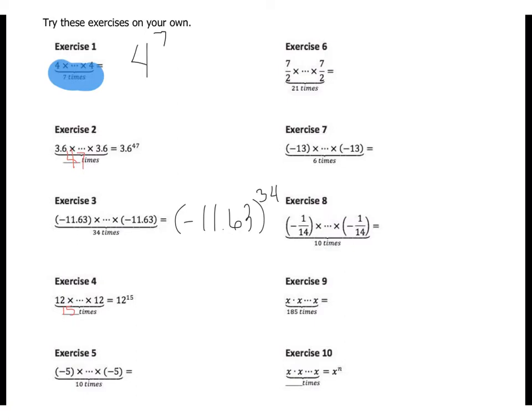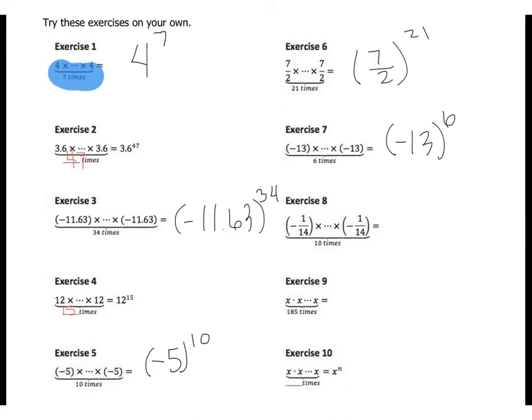Exercise 5 is negative 5 times itself 10 times. As exponential notation, remember, because it is negative, it needs to have that parentheses. So it's negative 5 to the 10th power. Exercise 6 is 7 halves times itself 21 times. Because it is a fraction, you need to have that parentheses. So it's parentheses, 7 halves, parentheses, to the 21st power. Exercise 7, again, it's negative. So it's negative 13 in parentheses to the 6th power.